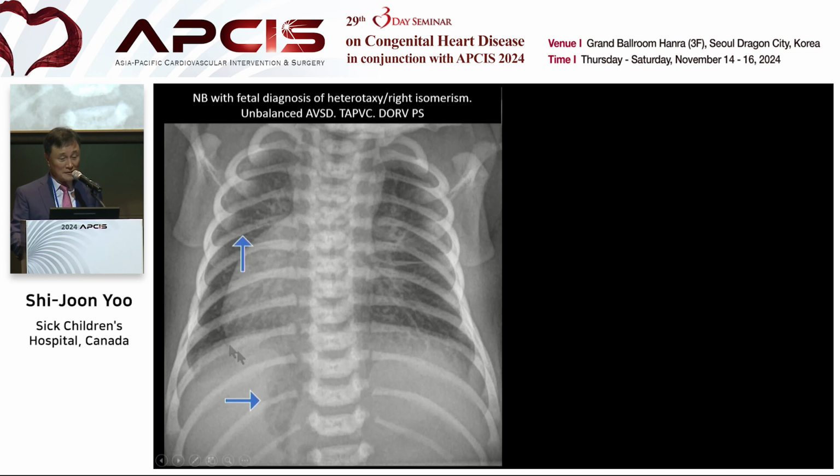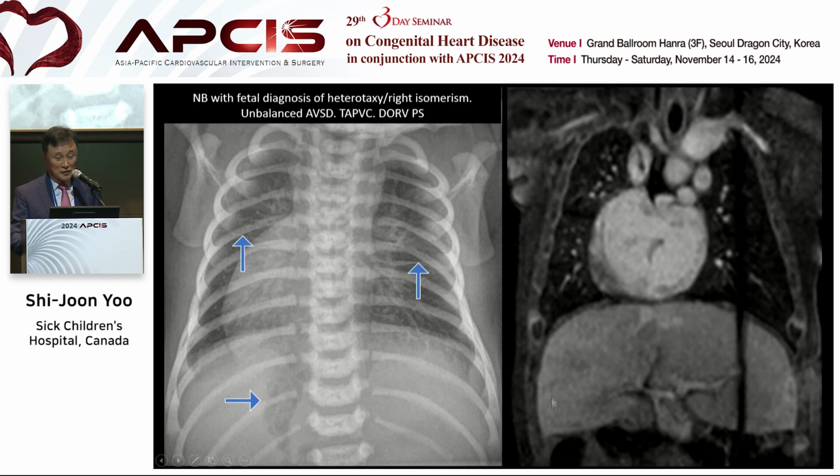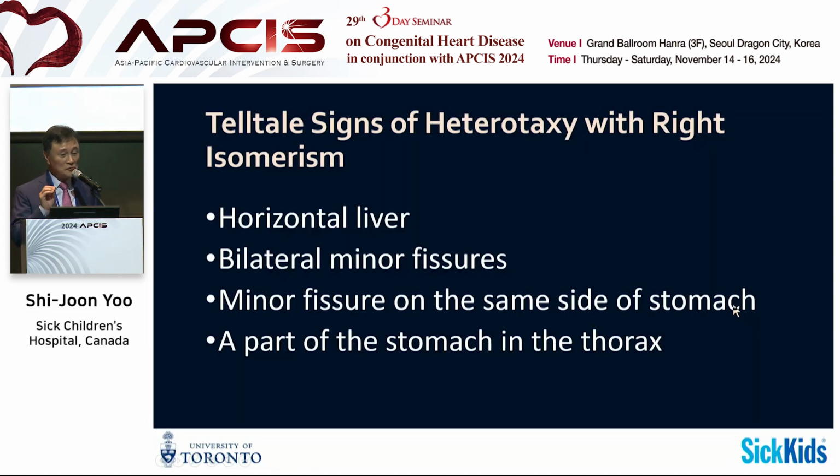And then you find that there is a minor fissure on the same side as the stomach. Once you see this subtle finding, stomach and minor fissure on the same side, it is heterotaxy with right isomerism by logic. In this case, there is a minor fissure on the other side too. You have bilateral minor fissures, so certainly this patient has heterotaxy with pulmonary right isomerism. When you do the MRI, you can see the transverse liver, the atrial appendages right isomeric, and the aorta is isomeric too. The chest X-ray gives you some telltale signs of heterotaxy with right isomerism.